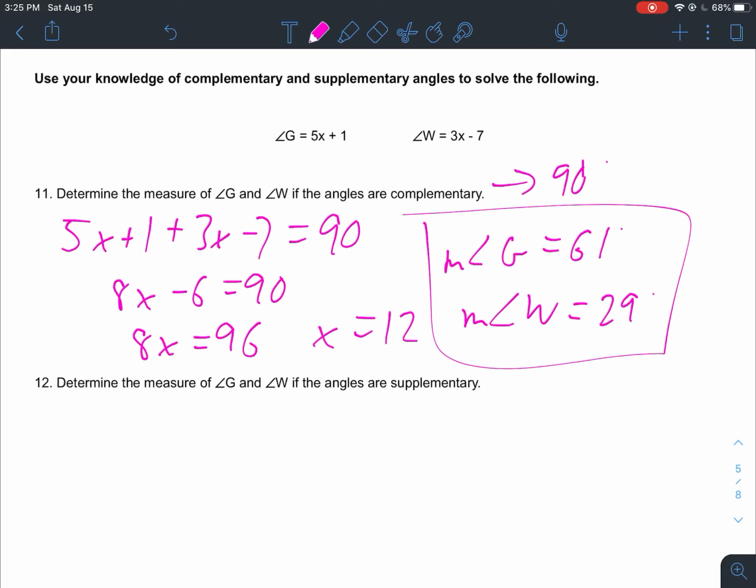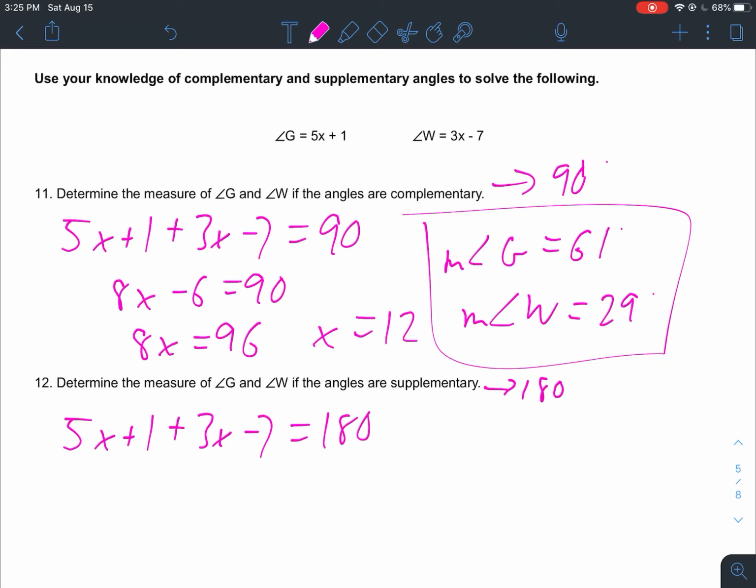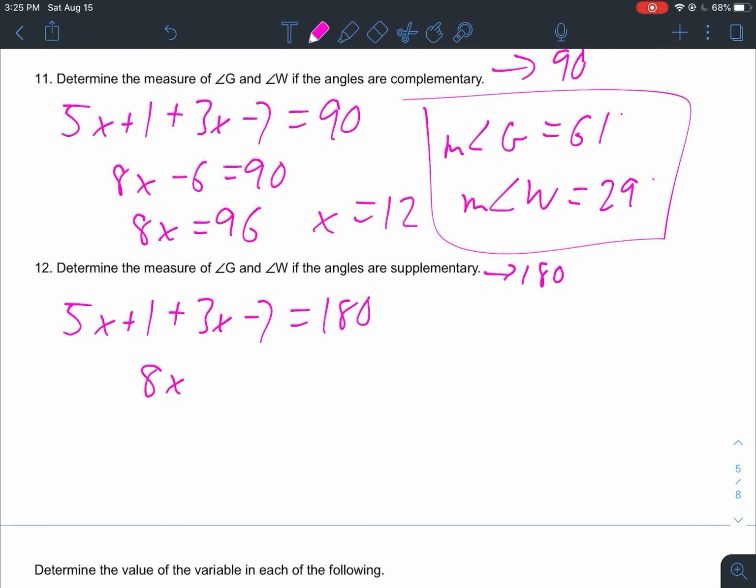Number 12, take those same two angles, but now they're supplementary. It means they add to 180. So now we're going to do a little cheating here. Those two angles add to 180, which means 8x minus 6 equals 180, or 8x equals 186. Dividing both sides by 8, that is not a whole number, so I'll get my calculator out. And we get x is equal to 23.25.